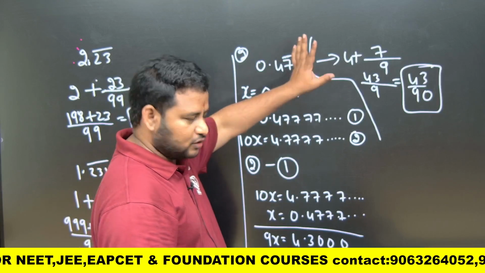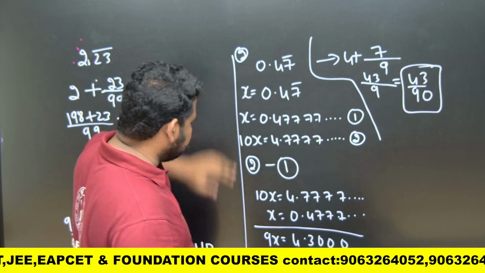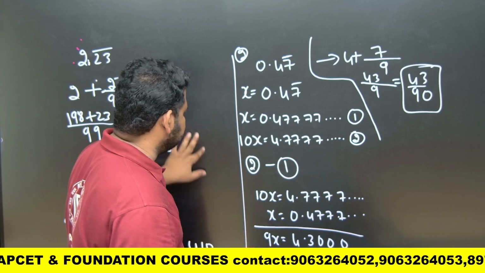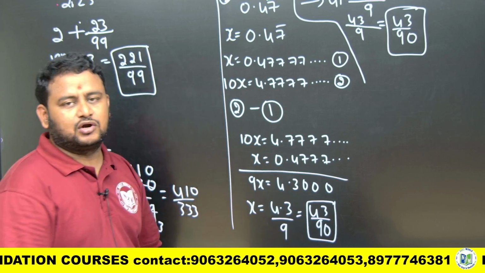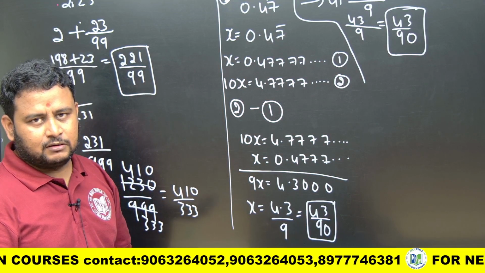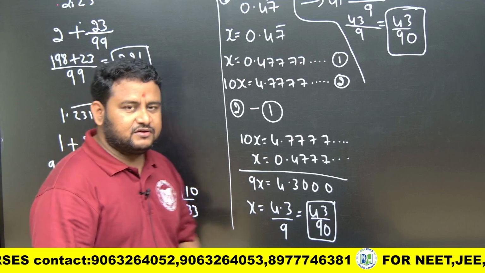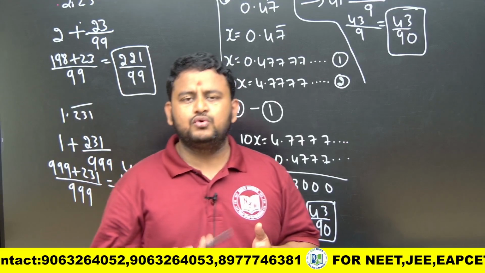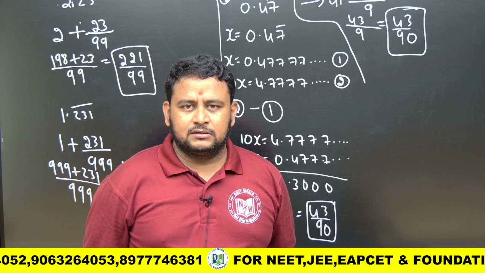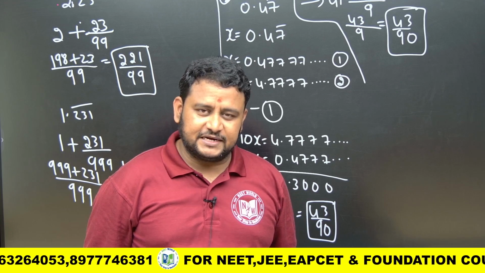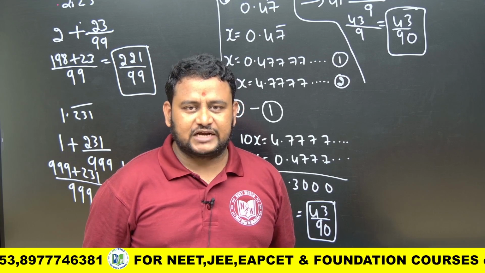This shortcut method, if you are not able to understand, don't worry. Please follow our normal procedure, that is, the normal procedure is this one. Please follow this normal procedure. You will be able to answer a lot of questions. I hope it is clear. So today in this class we learnt how to convert non-terminating and repeating decimals into fractions, into p by q form.